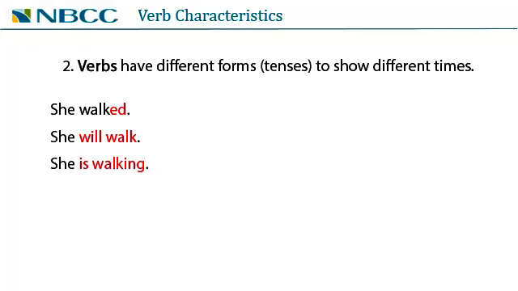Here's another example. She is walking. When does this action take place? Well, it's happening now, and you can tell because is walking shows that it's in the present. Words or phrases that can change time are verbs.